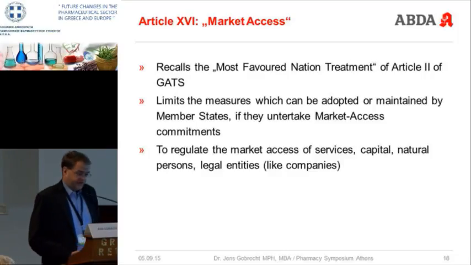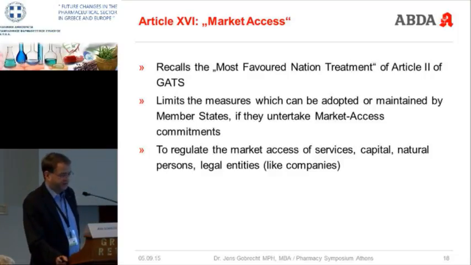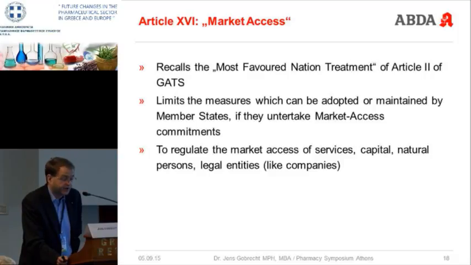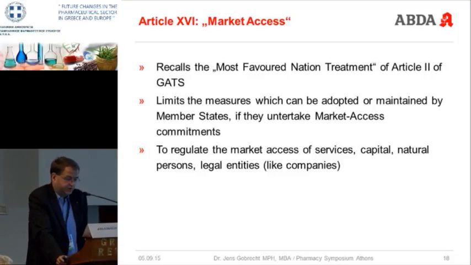So what is market access? In Article 16 of GATS, it is explained a little bit. Market access, or Article 16, recalls the most favored nation treatment of Article 2, and market access limits the measures which can be adopted or maintained by a member state if they undertake market access commitments.